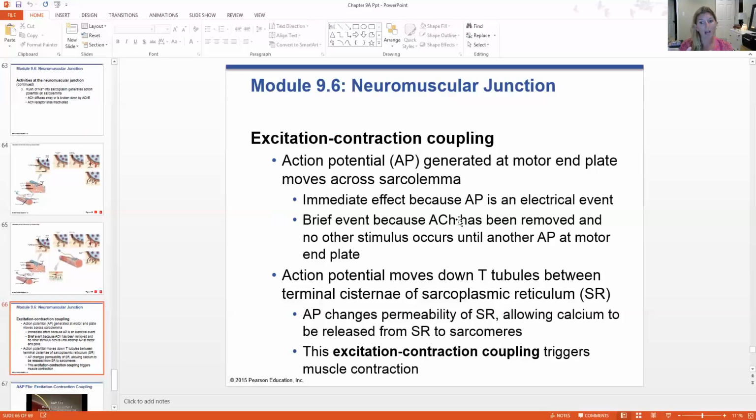Action potentials will now move down the T-tubules to the terminal cisterna of the sarcoplasmic reticulum. Once that action potential gets down into the T-tubules, the sarcoplasmic reticulum releases calcium. And as soon as that calcium is released, now your contraction can happen. In other words, as soon as that action potential gets to the muscle cell, contraction is going to occur because of the T-tubule and the sarcoplasmic reticulum. It's called excitation-contraction coupling. It's excited, so it's going to contract.